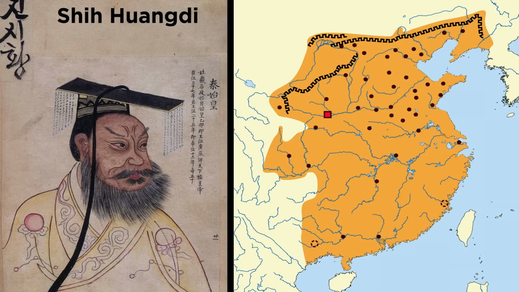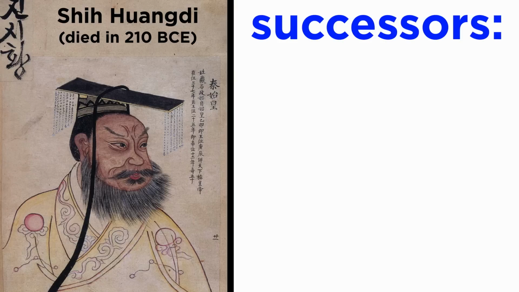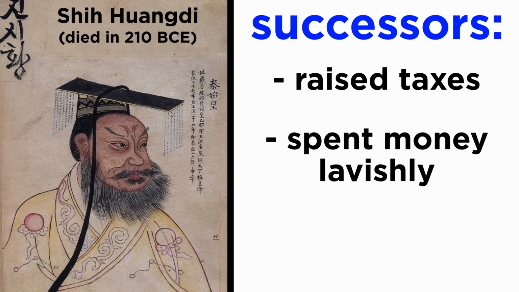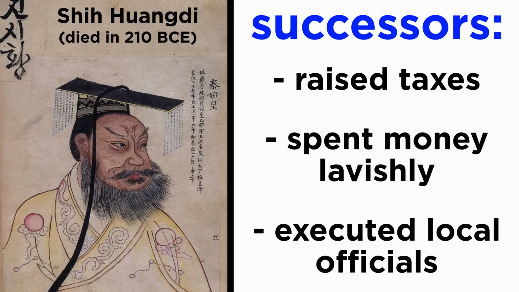Though the Qin dynasty was an important influence on the Han and the others that followed it, it was extremely brief. Shi Huangdi died in 210 BCE, and his advisors tried to replace him with one of his sons, whom they were able to manipulate. But this son, and another member of the emperor's family who quickly succeeded him, angered the nobility by raising taxes, spending money lavishly, and executing many local officials.